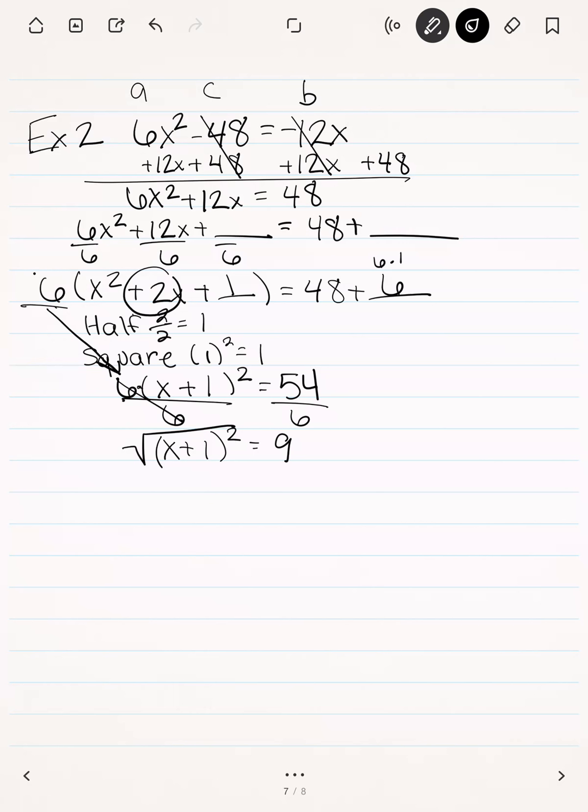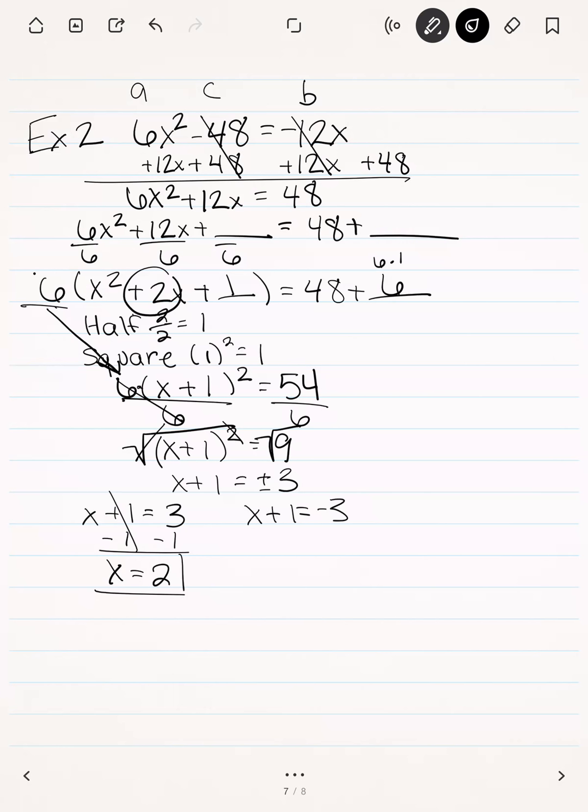I take the square root of both sides. The radical cancels out the exponent. I get x plus 1 equals square root of 9 is plus or minus 3. From here, I start simplifying. So x plus 1 equals 3. X plus 1 equals negative 3. To solve, I subtract 1 from both sides. X equals 2. From here, I subtract 1 as well, but negative 3 minus 1 gives me x equals negative 4. And again, these are my roots, my zeros, my solutions, my x-intercepts.